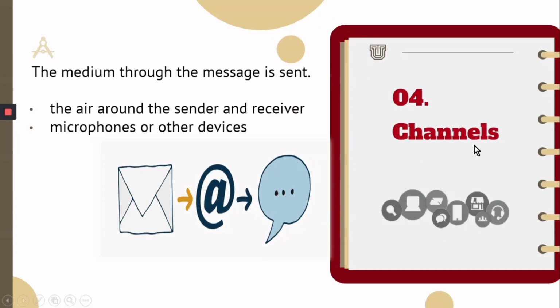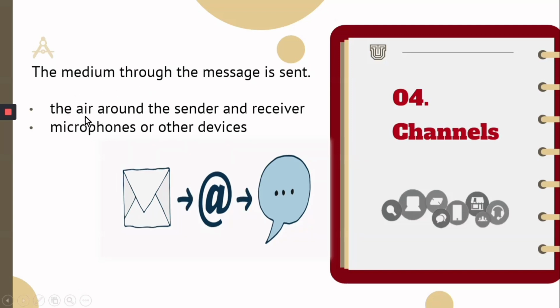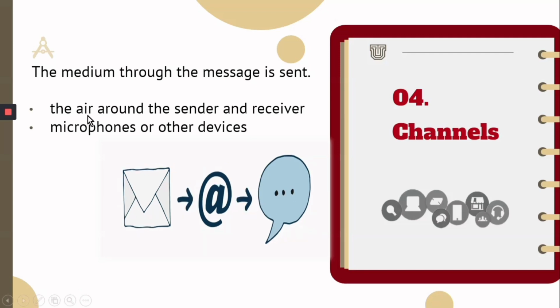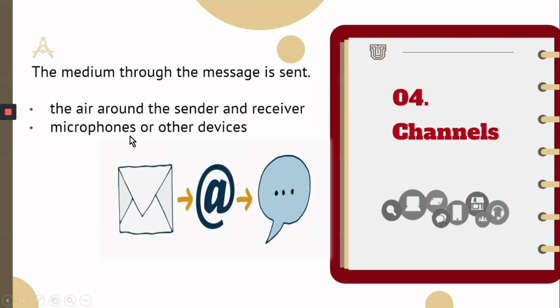The next element is channels. Channels are the medium through which the message is sent. These are the roadway or highway used to deliver the symbols. The most common channel for communication is the air around the speaker and the listener where sounds travel. Other examples of channels are microphones and speakers, like what you are using on this presentation.